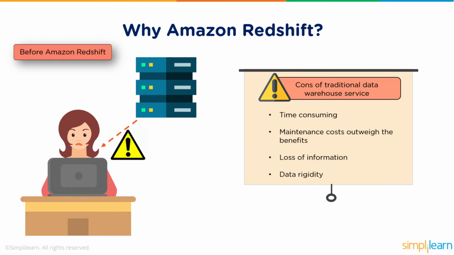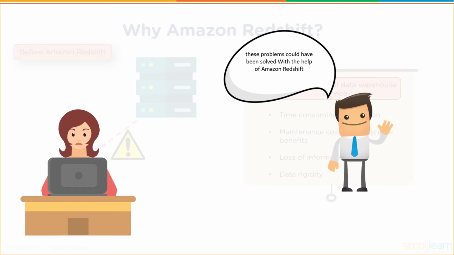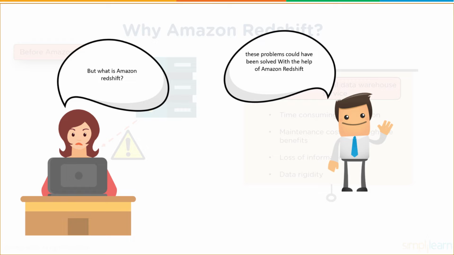So what were the cons of traditional data warehouse services? It was time consuming to download or get the data from the data warehouse, maintenance cost was high, there was the possibility of loss of information while downloading the data, and data rigidity was an issue. How could these problems be overcome? This was solved with the introduction of Amazon Redshift over the cloud platform. We say that Amazon Redshift has solved the traditional data warehouse problems that developers were facing, but how?